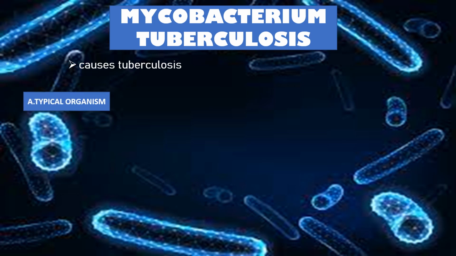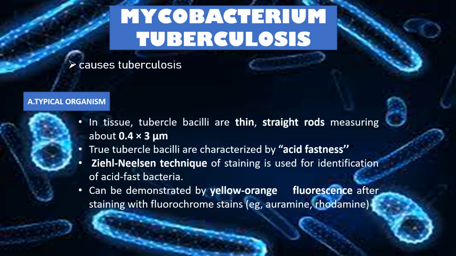Next, let's proceed with the morphology and the identification. First is the typical organism. In tissue, tubercle bacilli are thin, straight rods measuring about 0.4 times 3 micrometer. True tubercle bacilli are characterized by acid fastness, that is, 95% ethyl alcohol containing 3% hydrochloric acid, or acid alcohol, quickly decolorizes all bacteria except the Mycobacteria.